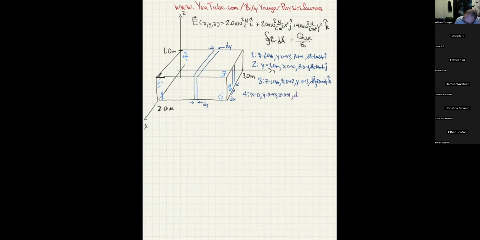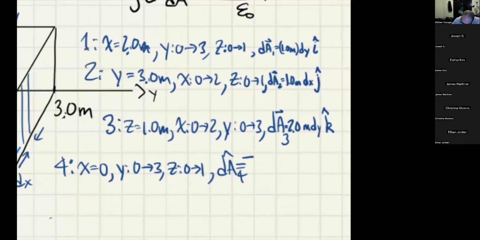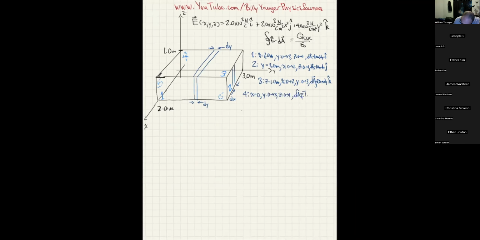And dA4 is going to be the exact same thing as dA1, except with a negative. So we're going to write equals negative. We can look back at this. We can see that's 1.0 meters. So I'll say 1.0 meters, and then dy, and then i hat. So that allowed me to open up quite a bit more just by writing it that way.